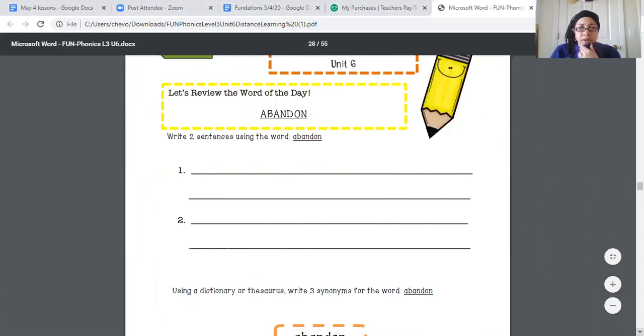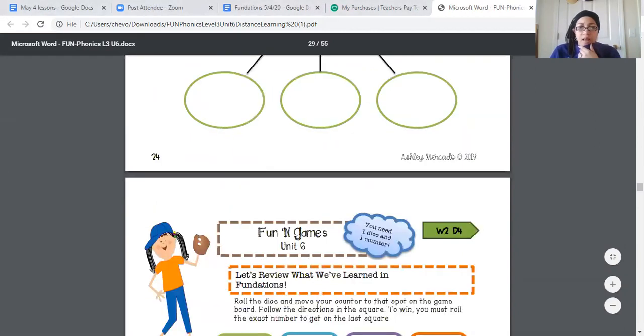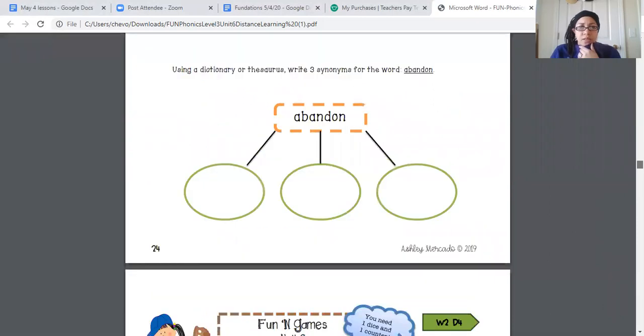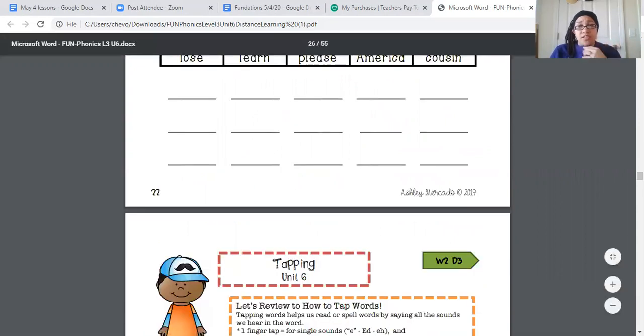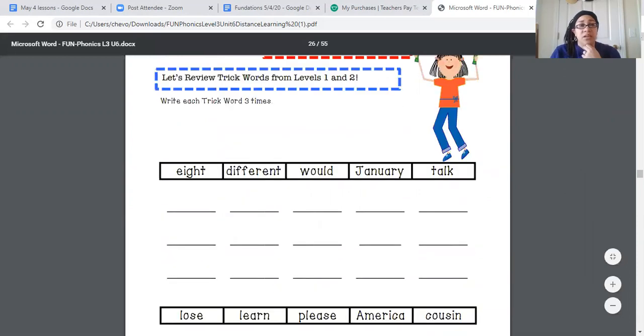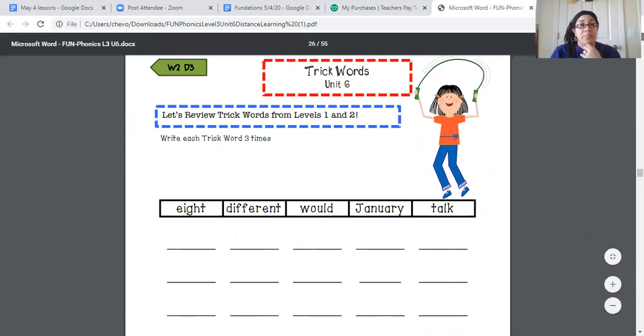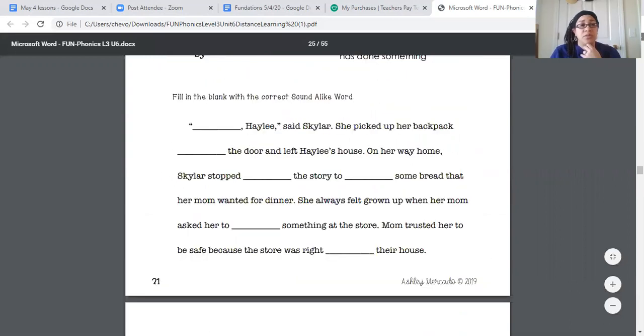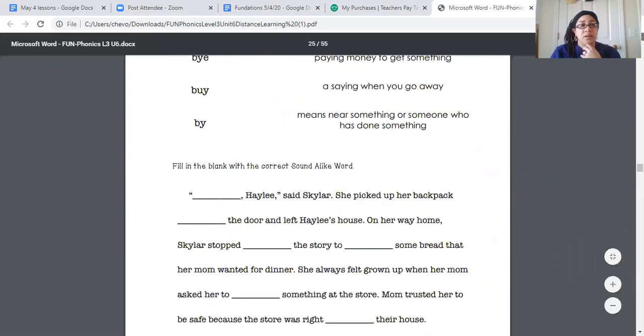We did this already. We wrote abandon. Hold on, I'm missing my page that I wanted to actually be on. Scrolling through this and trying to record a Zoom is really tricky. Okay, we are going to come back and read those trick words too. Just give me a second.